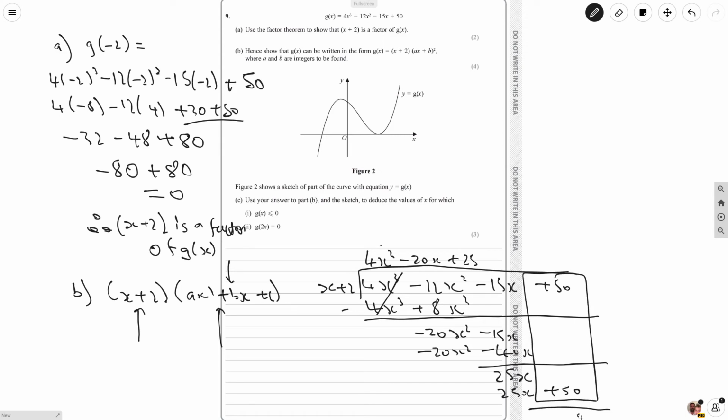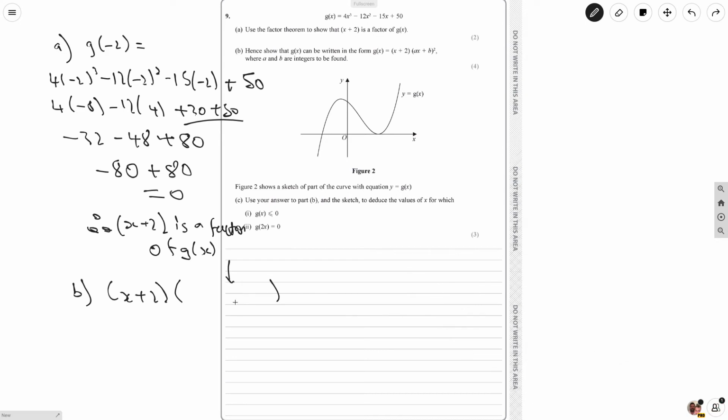And when you get 0, that gives you confidence that you've done it correctly, because we already knew that x plus 2 was a factor of this cubic. If we didn't get 0 at the end, we've done something wrong. So I've just cleared the screen a little bit, and what we need to put in here is what we got at the top of our division. So it was 4x squared minus 20x plus 25.